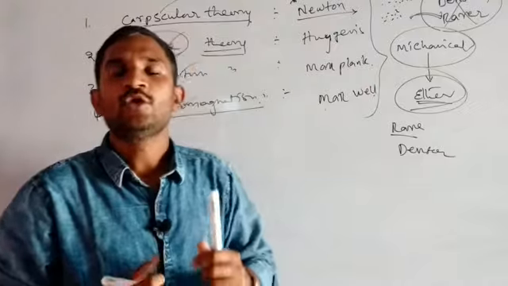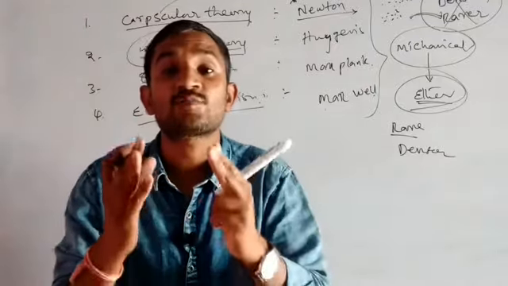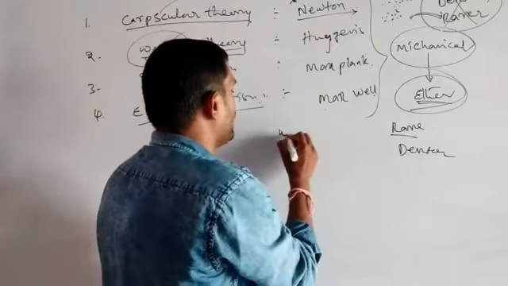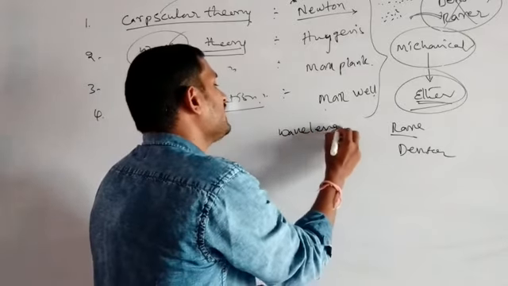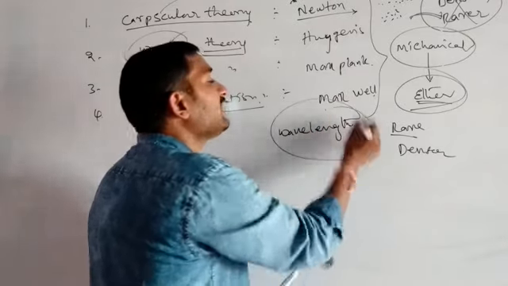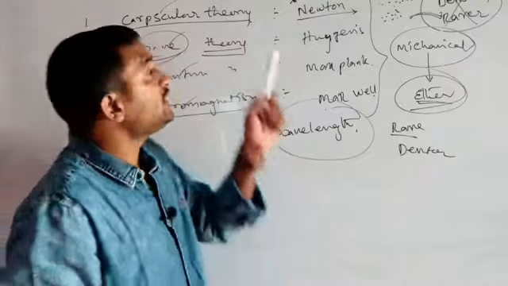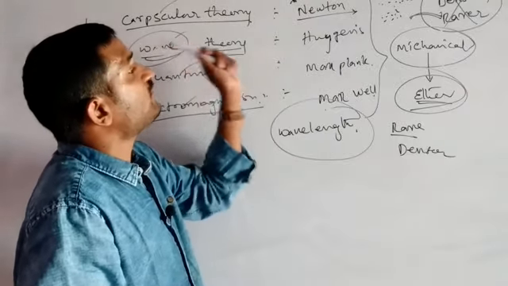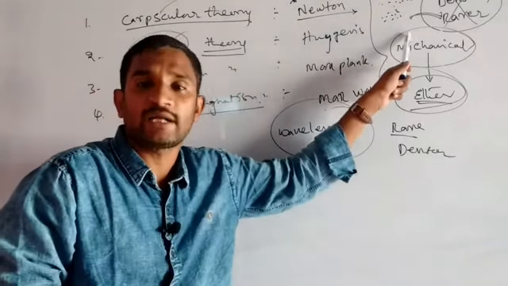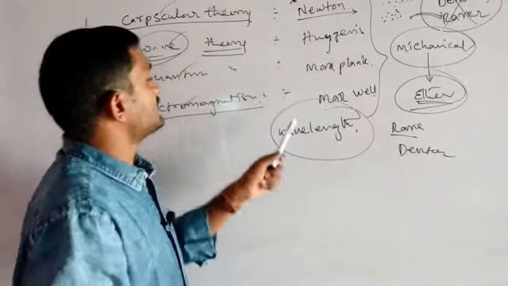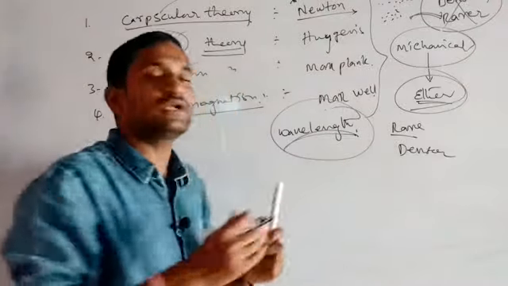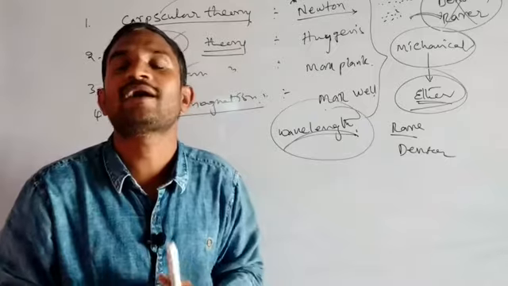Again one point: to form the color, only the wavelength is responsible. To form the color, what is responsible? Wavelength. What Newton told was that only small particles are responsible to form the colors. But Huygens says that only the wavelength is responsible to form the colors.